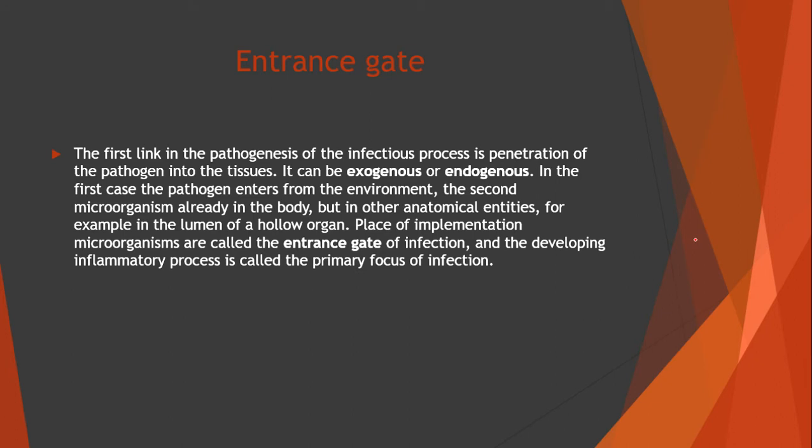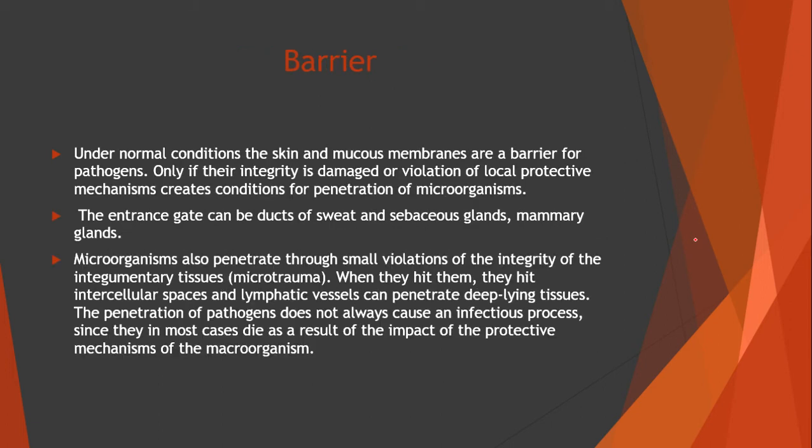Entrance gate. The first link in the pathogenesis of the infection process is penetration of the pathogen into the tissues. It can be exogenous or endogenous. In the first case, the pathogen enters from the environment; in the second, the microorganism is already in the body. In the place of implementation, the microorganisms are called the entrance gate of infection, and the developing inflammatory process is called the primary focus of infection.